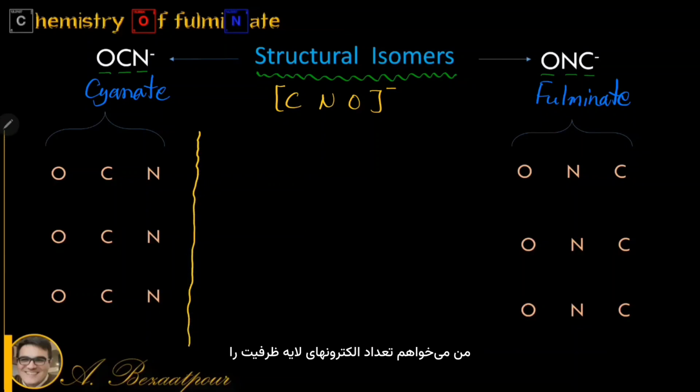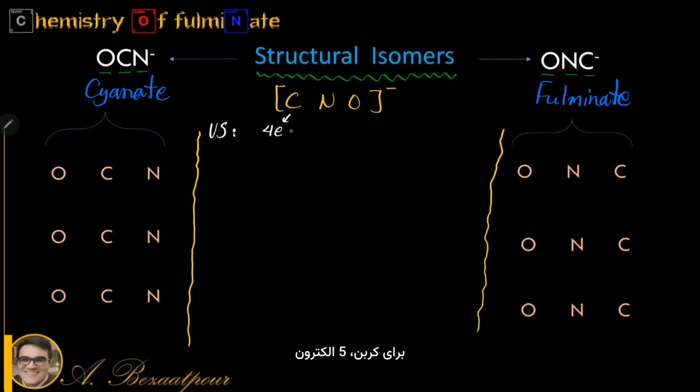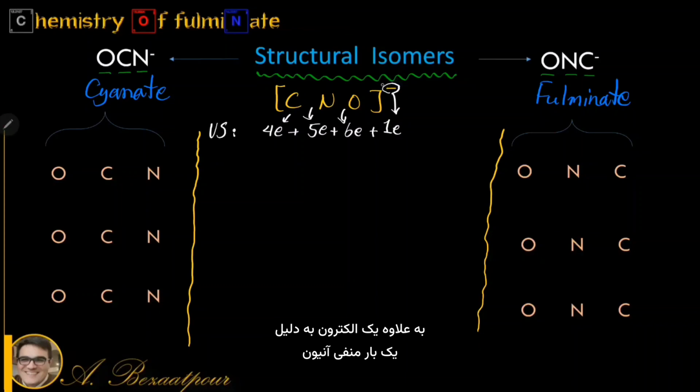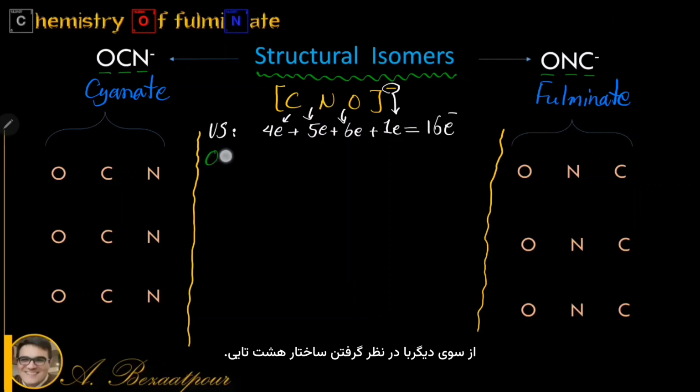I want to count the valence shell electrons for OCN minus. Then I count 4 electrons for the carbon, 5 electrons for the nitrogen, and 6 electrons for the oxygen, plus 1 electron because of the 1 negative charge of the anion, equal to 16 electrons.